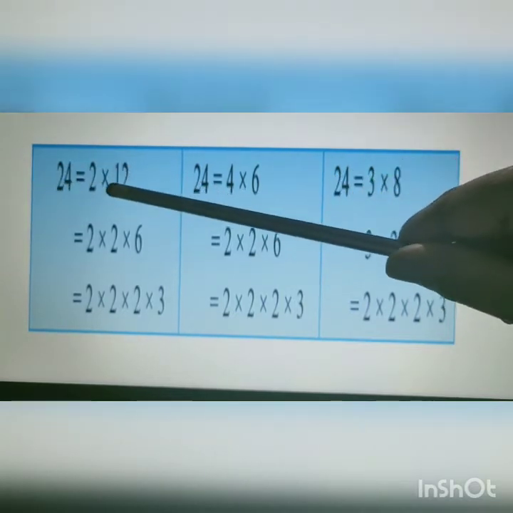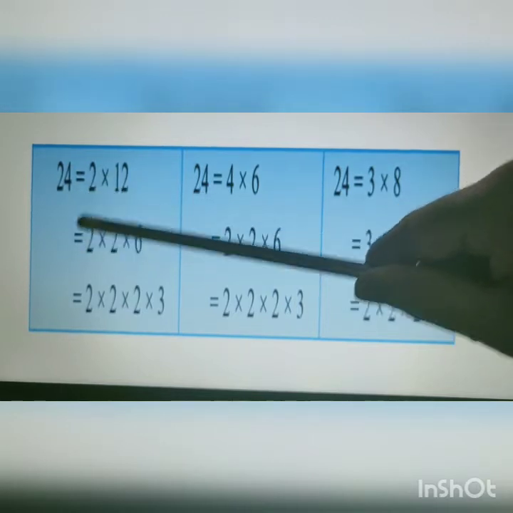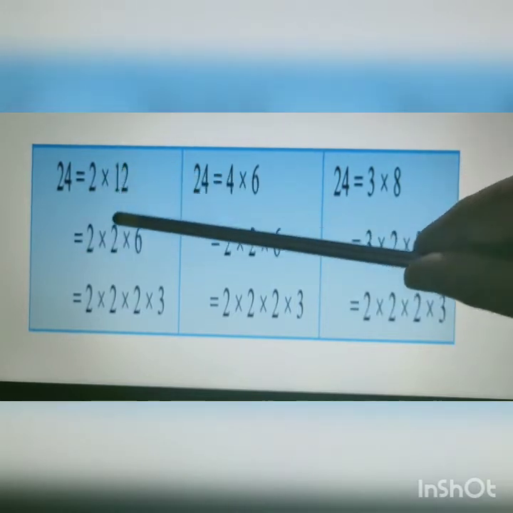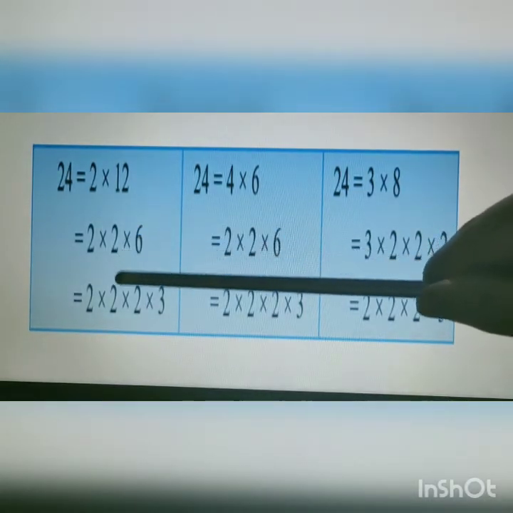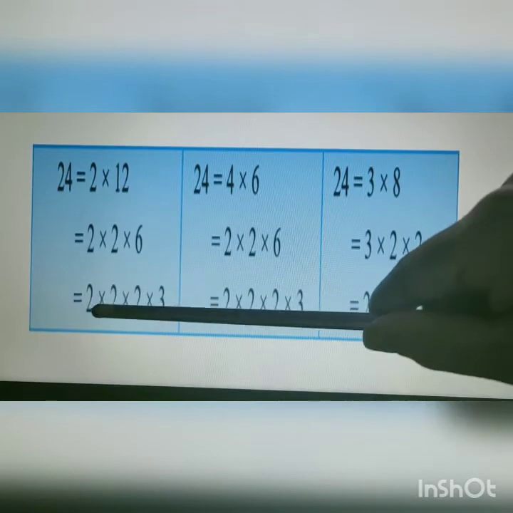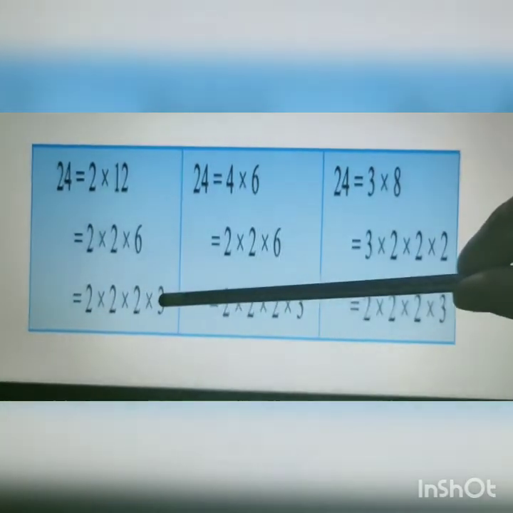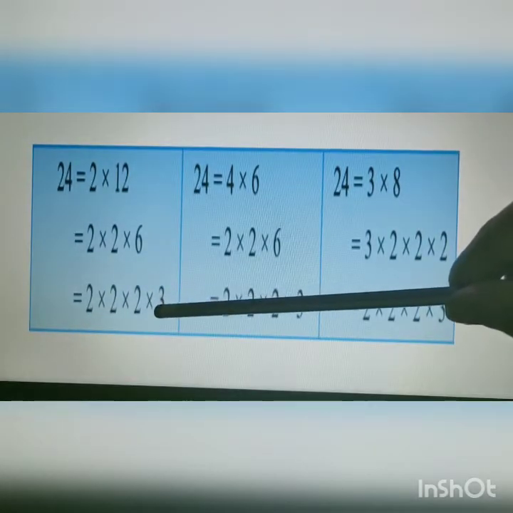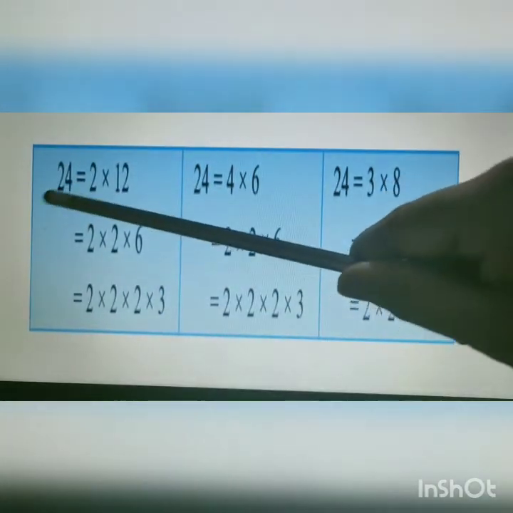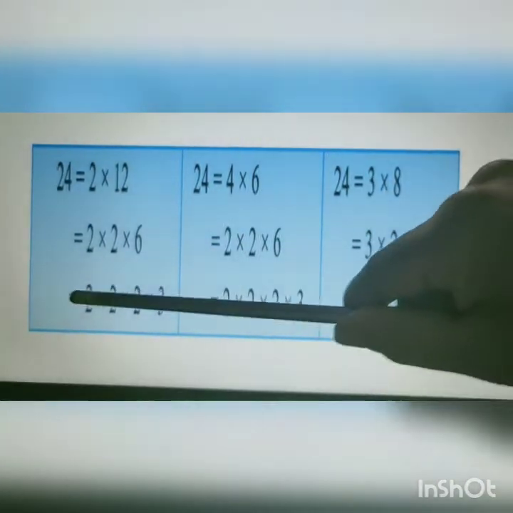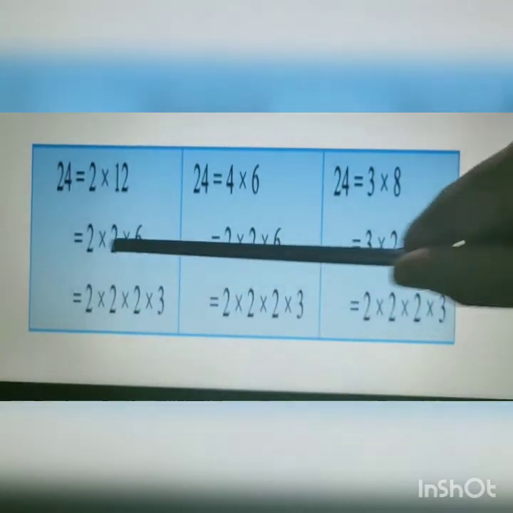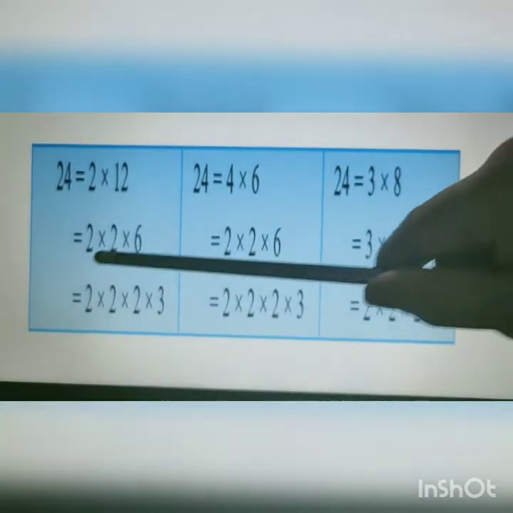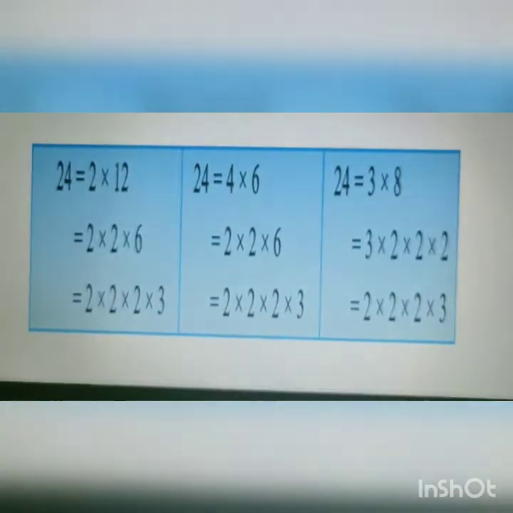So in 2 into 12, we know 2 is a prime number. Now this 12 we can write as 2 into 6. And again this 6 we can write as 2 into 3. So finally 2 into 2 into 2 into 3 is equal to 24. So we have expressed it in prime factors. These are all prime numbers, so we can say these all are prime factors of 24.